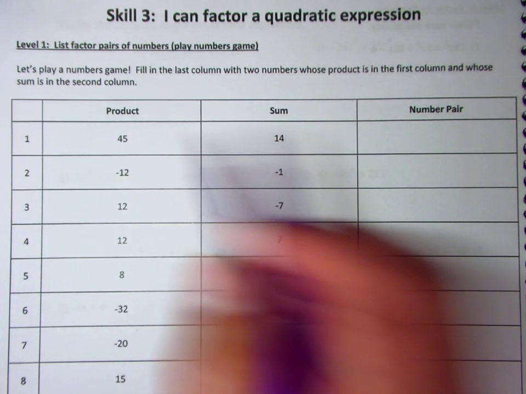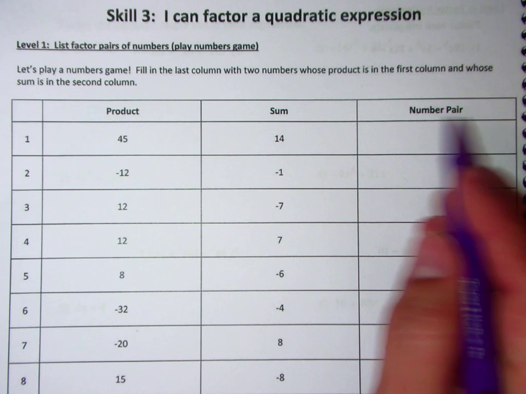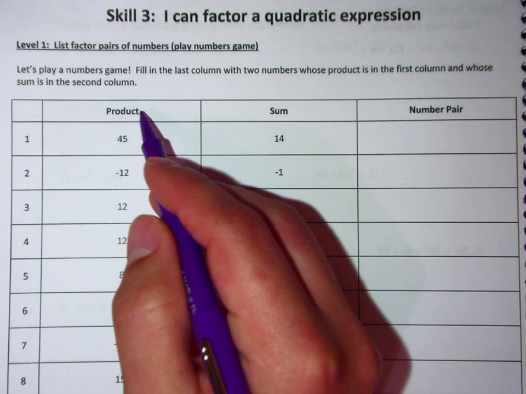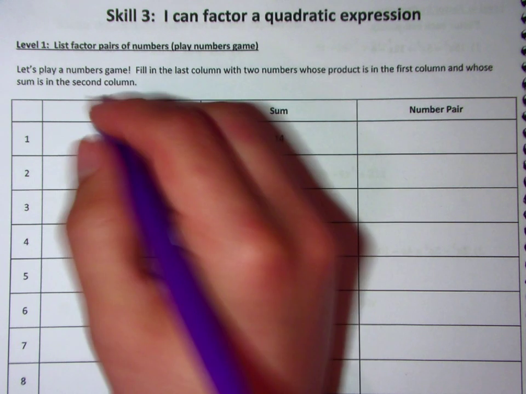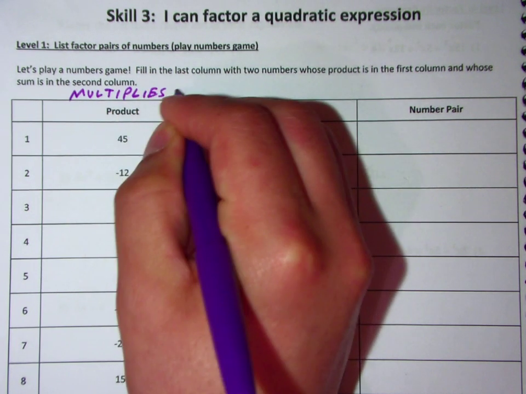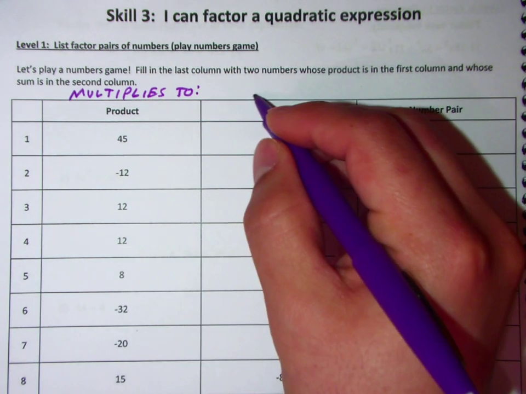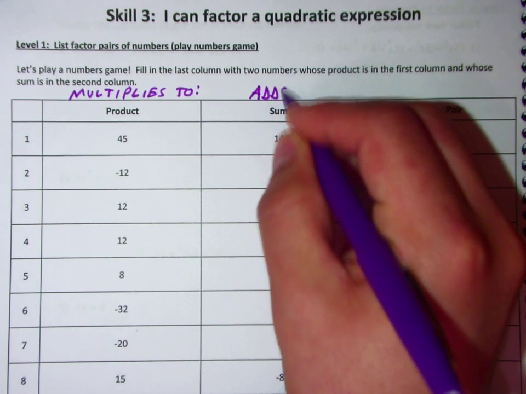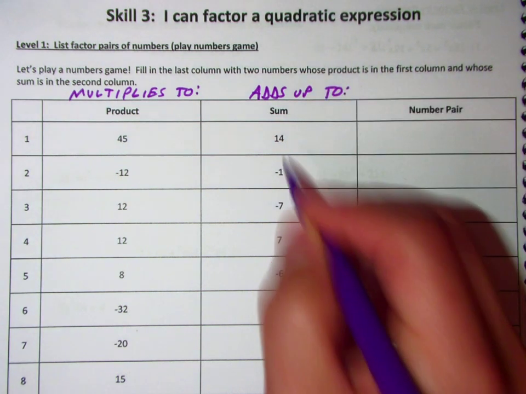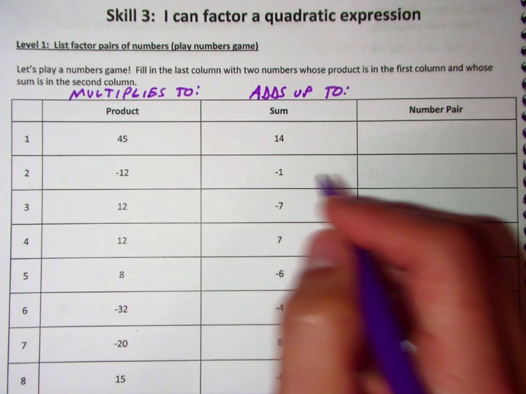But essentially the goal here is to find a pair of numbers that have a product of 45, and if you forgot what product means, that just means it multiplies to 45, and sum is just a fancy way of saying adds up to 14. Okay, and so I'll just do the first one here.